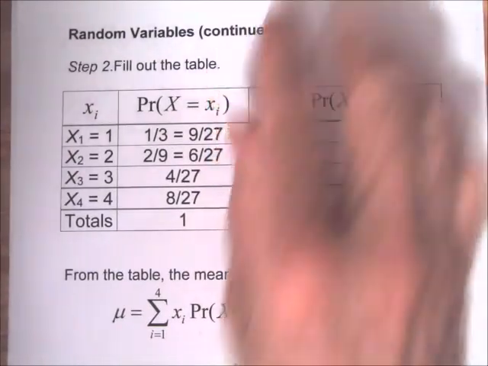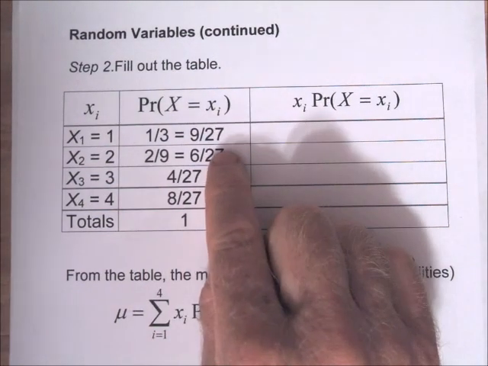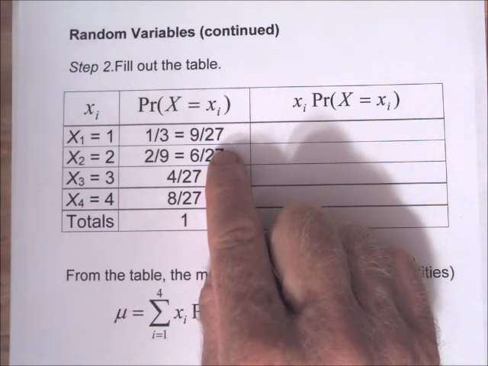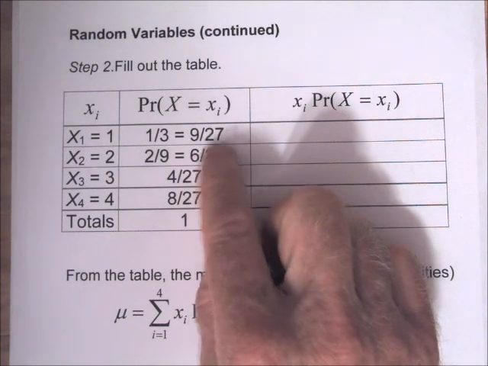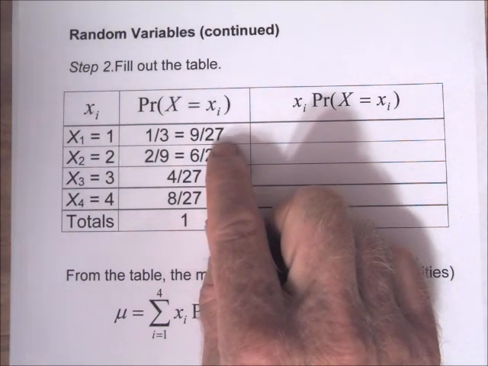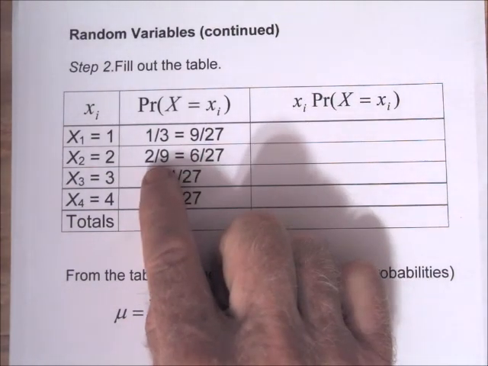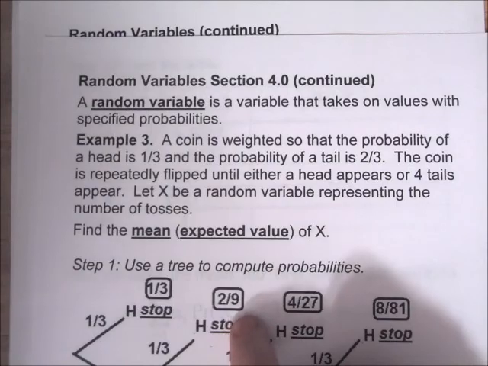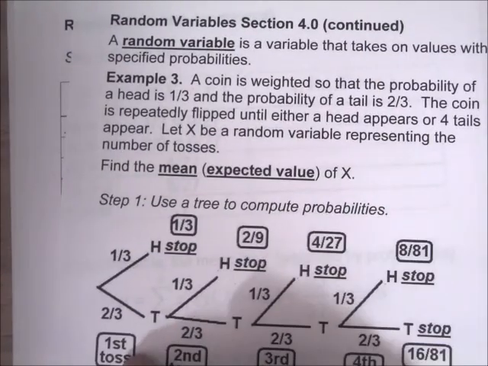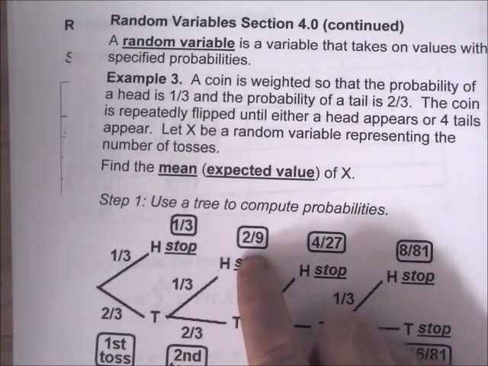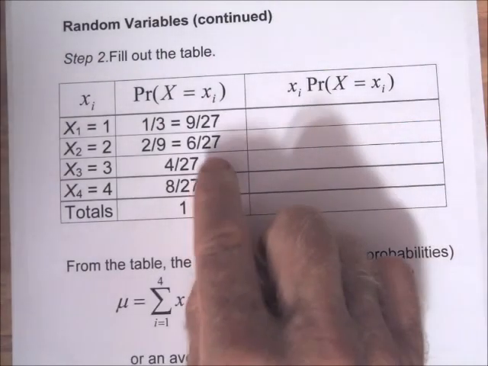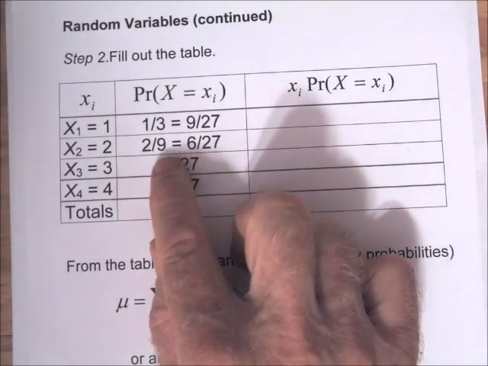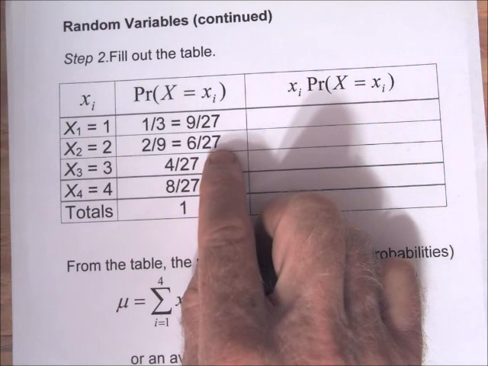The probability that we stop after the first toss, get a head on the first toss, is 1 out of 3. And I'm going to make a common denominator here by multiplying top and bottom by 9. Write that as 9 out of 27. Probability x equals 2. The probability we stop on the second toss is 2 out of 9. That's from the tree here. Tail followed by head, we stop on the second toss. It's 2 out of 9. Again, I'm going to get a common denominator. Multiply top and bottom by 3 to get 6 out of 27.